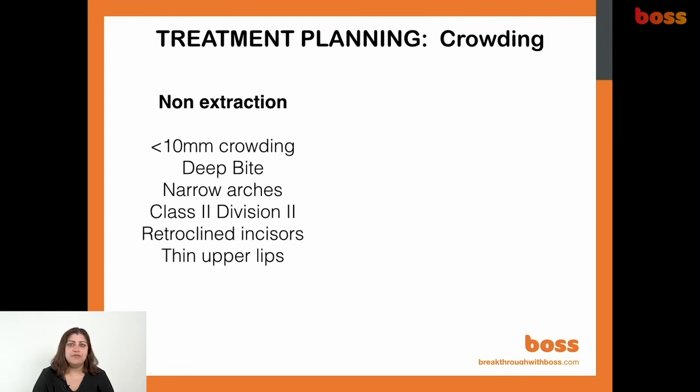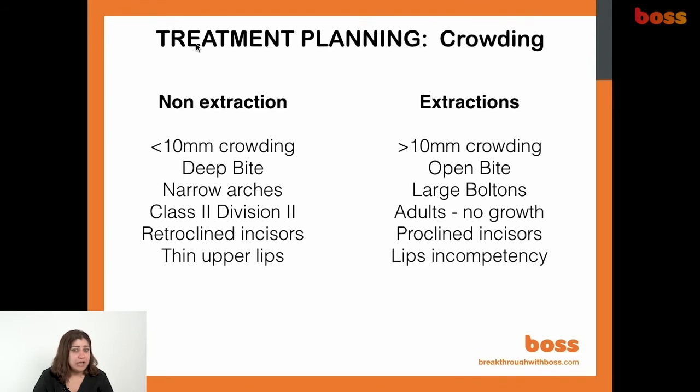If I really gave you a cookbook approach, I would say something like this. Non-extraction is less than 10 millimeter crowding, deep bite cases, narrow arches, class 2 div 2, you never extract in that, retroclined incisors and thin upper lips. I don't believe that is the best way of going about doing orthodontics. If you followed a cookbook and did not look at each patient as an individual, you will be erroneously led to the wrong diagnosis and treatment plan. I've seen that time and time again. In fact, that many times that I want to brainwash cookbook approaches out of you.